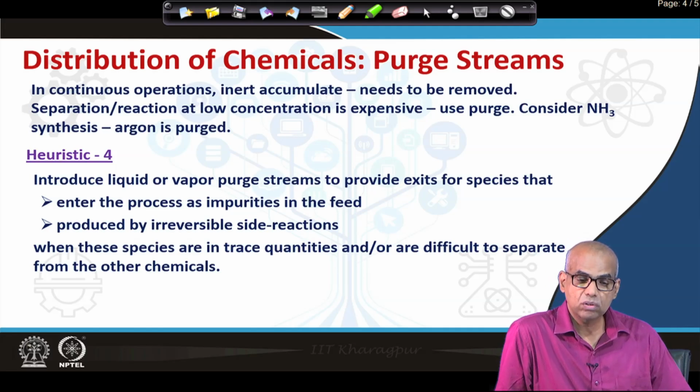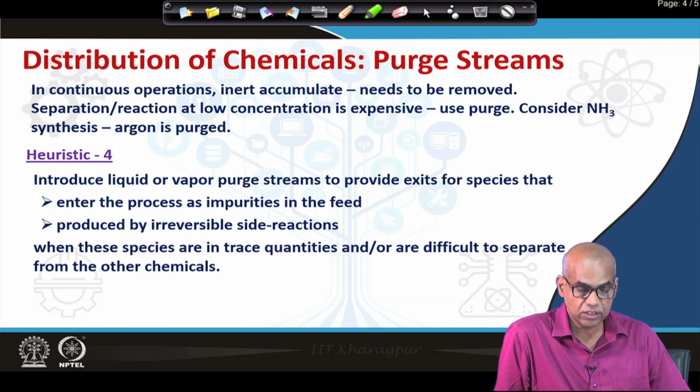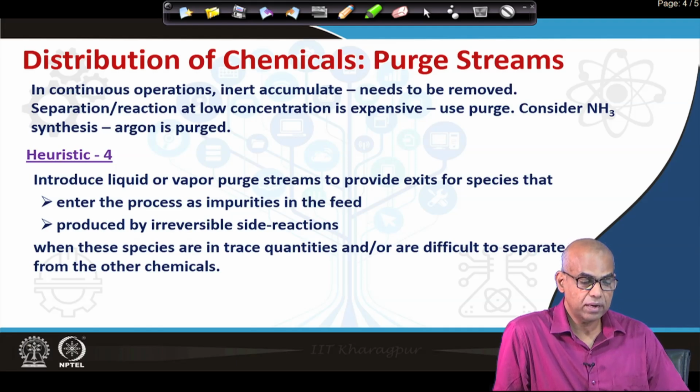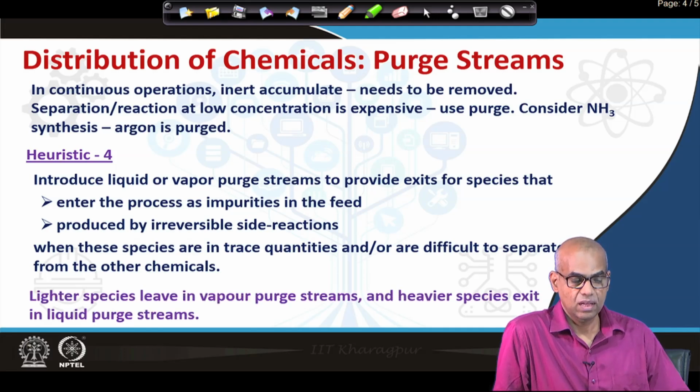Now, heuristic 4 says introduce liquid or vapor purge streams to provide exits for species that enter the process as impurities in the feed or are produced by irreversible side reactions, when these species are in trace quantities and/or are difficult to separate from the other chemicals. Lighter species leave in vapor purge streams and heavier species exit in liquid purge streams.